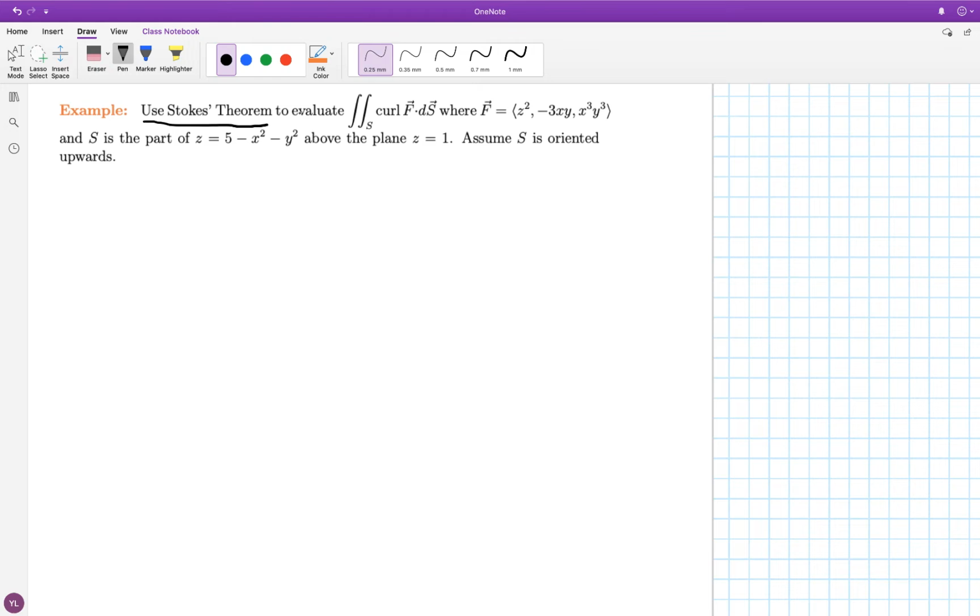But Stokes' theorem says, why not instead compute the line integral of f dr, where C is the boundary of the surface S. So that's what we're going to do. First, let me get an idea about what this surface is. Apparently, it's a paraboloid pointing downwards above the plane z equals 1, so it looks something like this.